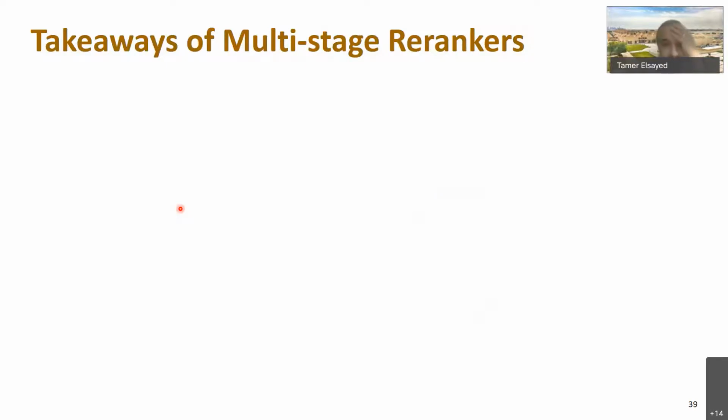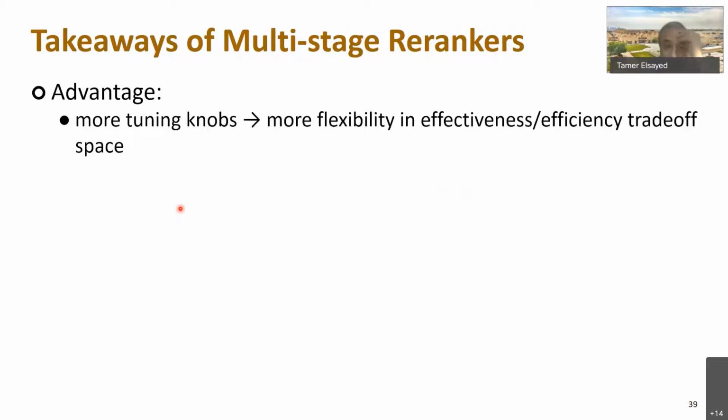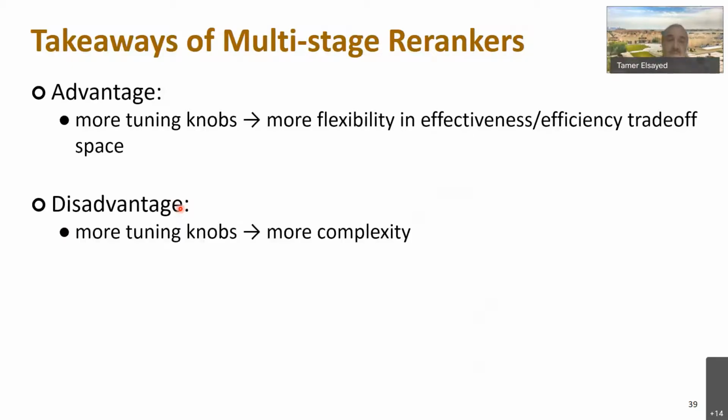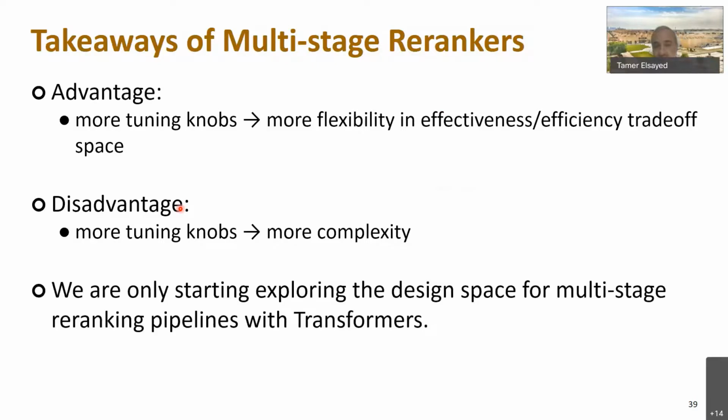So, takeaways of multi-stage re-ranking. The advantage is that we have more tuning knobs. What are the tuning knobs here? The K0 and K1. These are two numbers by which we can control the trade-off between effectiveness and efficiency. So more flexibility. But the disadvantage is that this is more complex. As you saw, it's not easy to get it. So more flexibility comes with more complexity. That's the message of this slide.